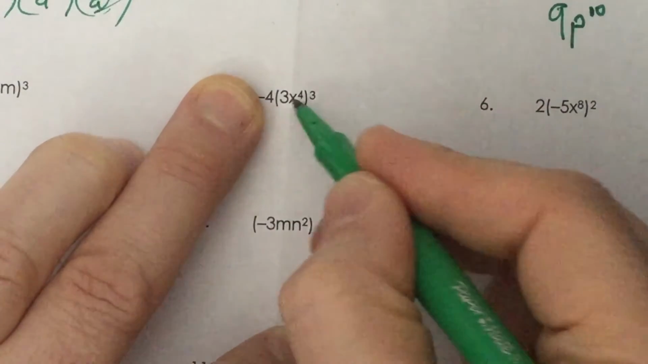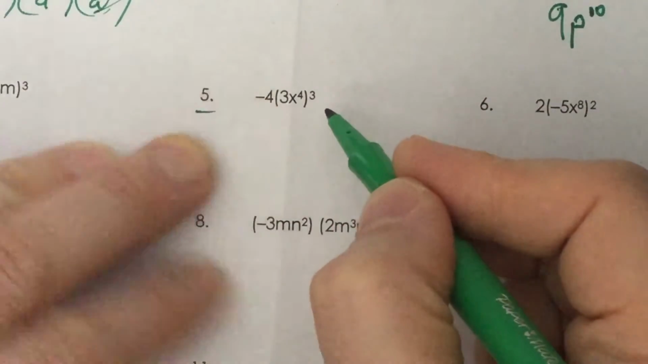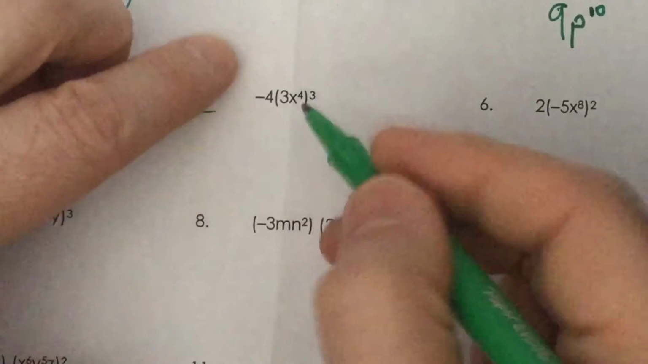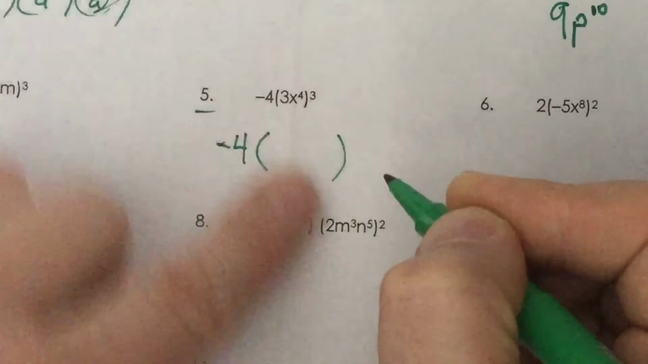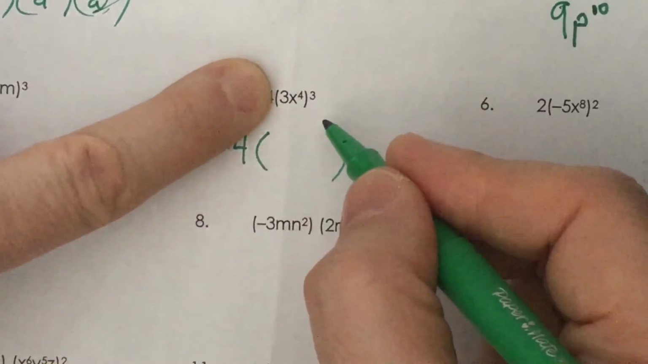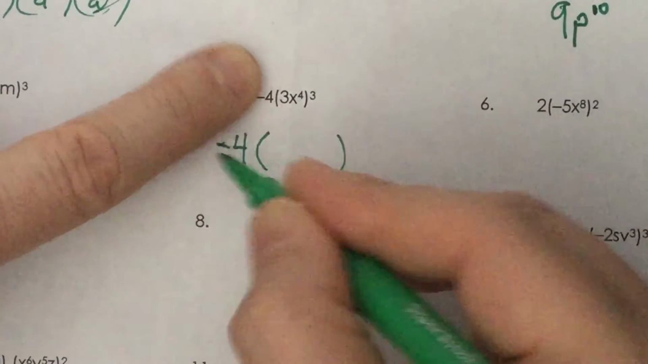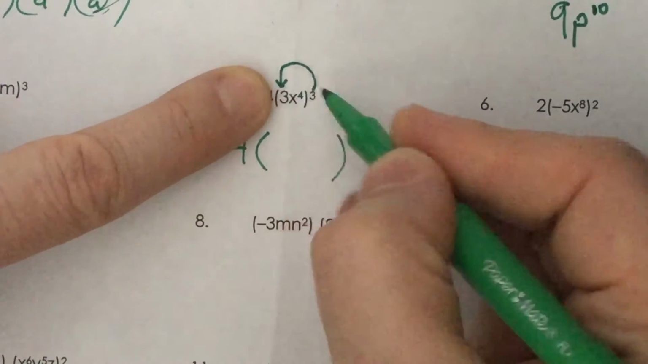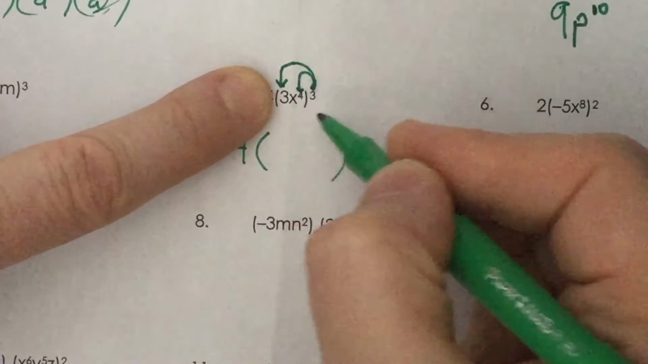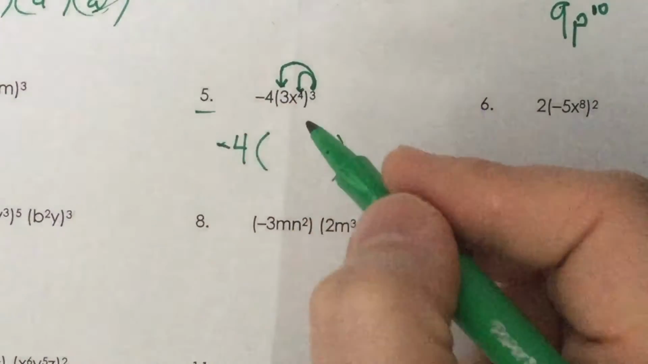Okay, so basically what I suggest doing is ignore this -4 in the front because we're not using it just yet, and make a space. We're going to do our work in the parentheses and write it in here, and then we'll deal with the 4 at the end. So this power of 3 is affecting my coefficient and my exponent on my x.